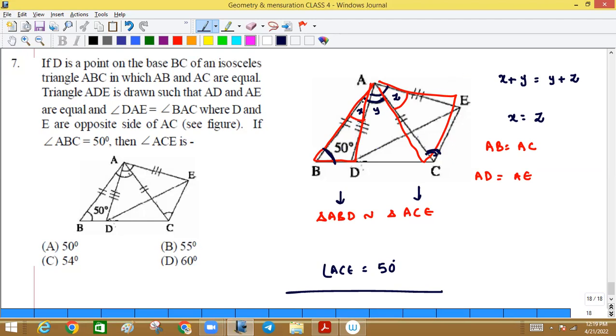Because two sides of this triangle are given. All I have to prove is the angle between them should also be what? Equal. Yes, I proved it. So they are congruent. It is 50 means that is also how much? 50. Is it clear?